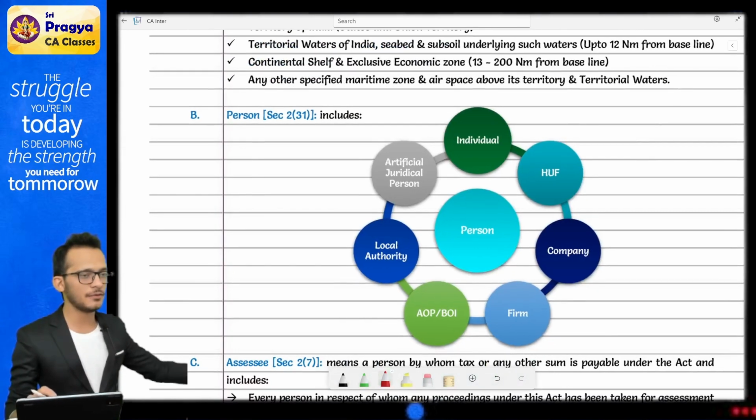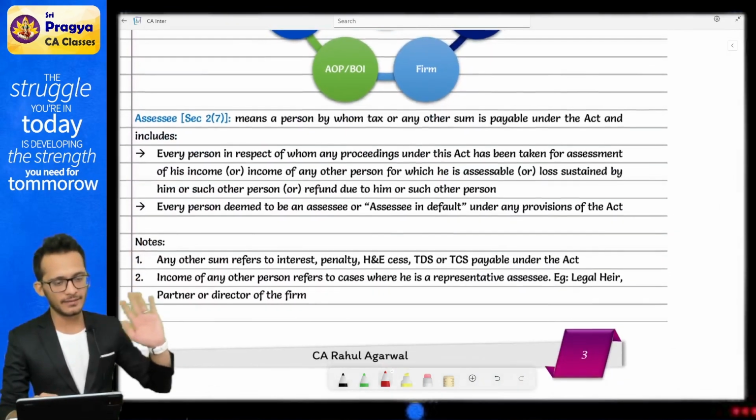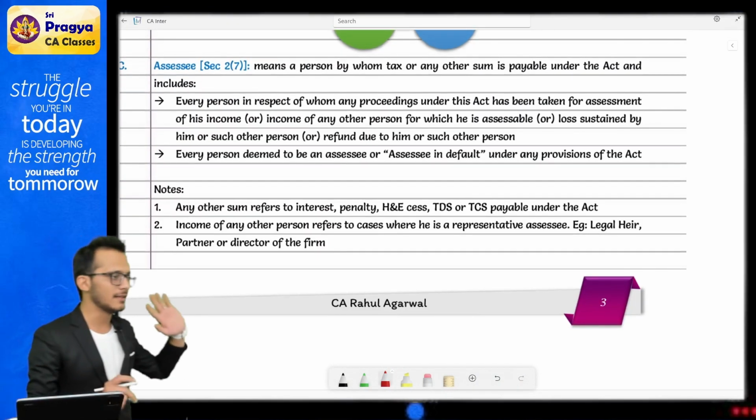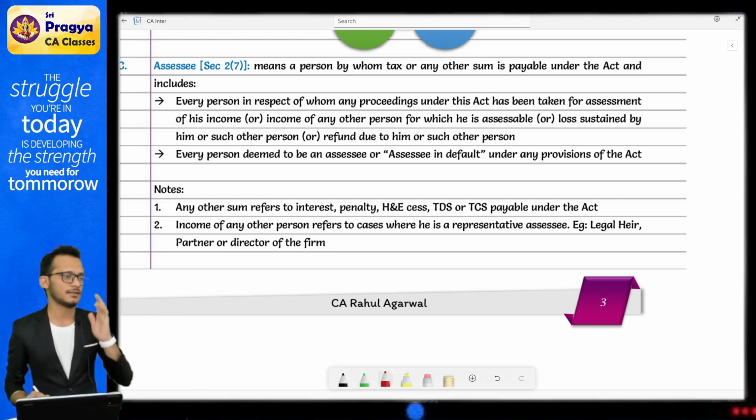You have some definitions for the exam. Let's not worry about them; they have never come in the exam. You have one definition, assessee, which may come in your last question.